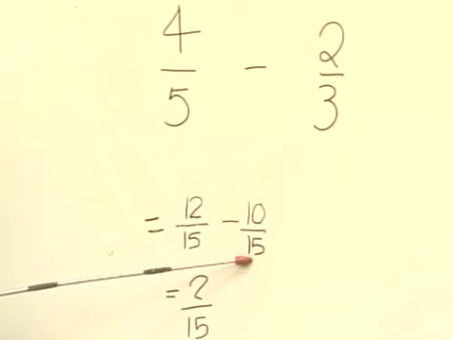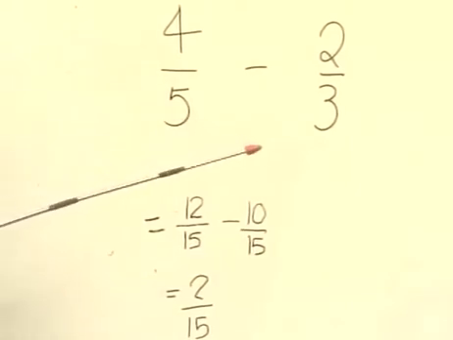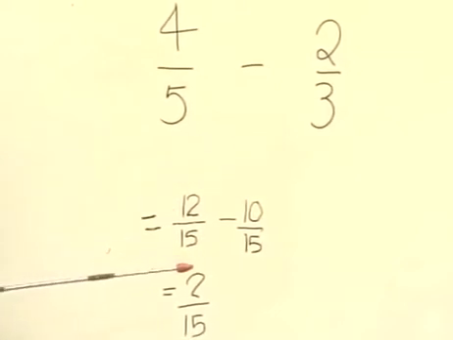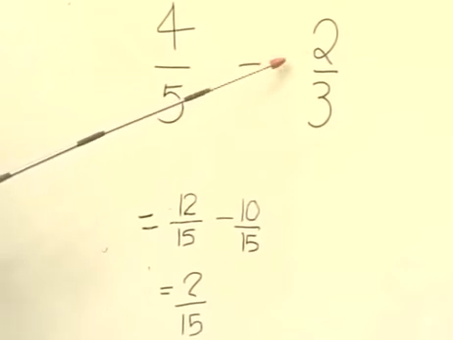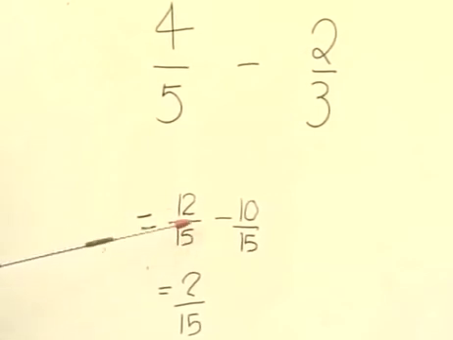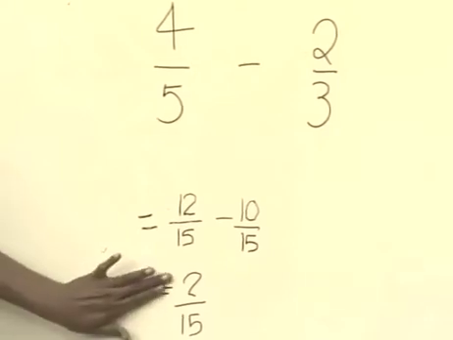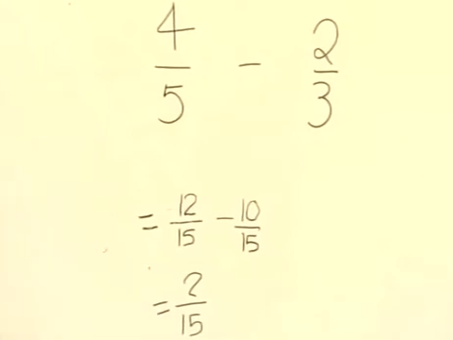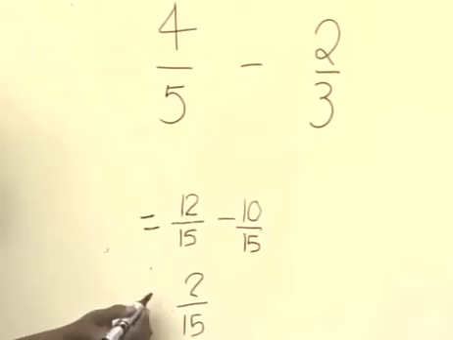Do the same with the next fraction. 15 divided by 3 is 5, and 5 times 2 is 10. So we have the same denominator, which is 15, and now you can subtract. 12 take away 10 is 2 over 15. 8Es and receiving students, same with this one too: when you write your answer, your equal sign must be in line with the fraction bar, so it's not crooked.